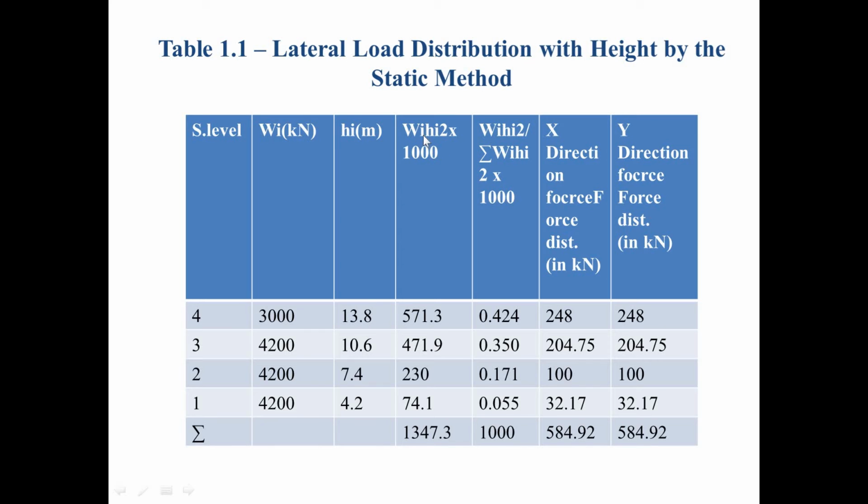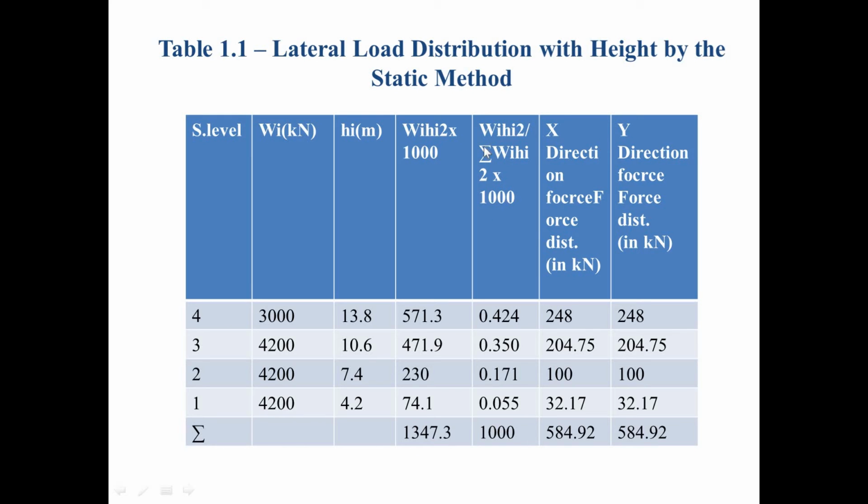Then the formula is Wi Hi square into 1000. 1000 is not there because the answer will be given in terms of 10 to the power 3, therefore here it is considered as 1000. So we have to multiply 3000 into Hi square. So the answer will be 571.3 times 10 to the power 3. So we have considered 10 to the power 3 as common. So therefore here we have considered 1000. Okay, so 571.3, 471.9, 230 and 74. We have to sum this, then we will get 1347.3.